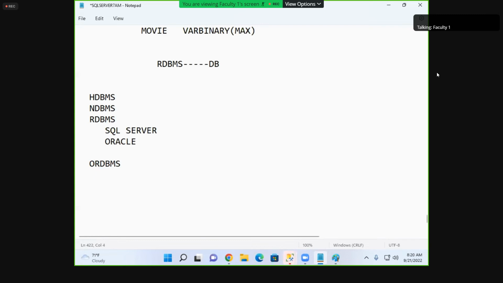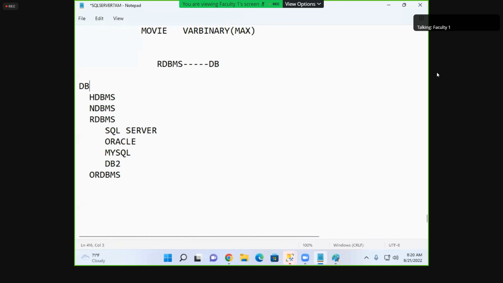SQL Server, next one Oracle, next one MySQL, DB2. All these come under RDBMS. That means what is SQL Server? SQL Server is a software. What type of software? RDBMS software, which is used to maintain the database. Sir, understood or not?